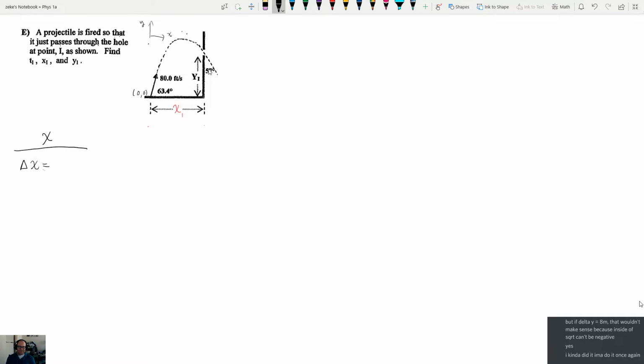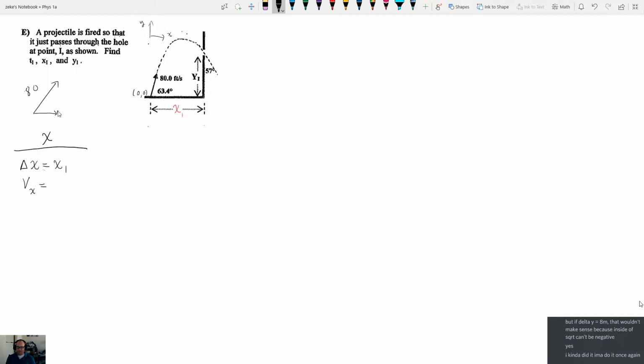Do I really need to have x1 and y1 here? I guess it's fine if we do that. We'll just call it x1. We'll have vx, which should be equal to... So we have 80 feet per second and an angle of 63.4, right? So this is our initial velocity. It's like this. This is 80. And we have an angle right here.